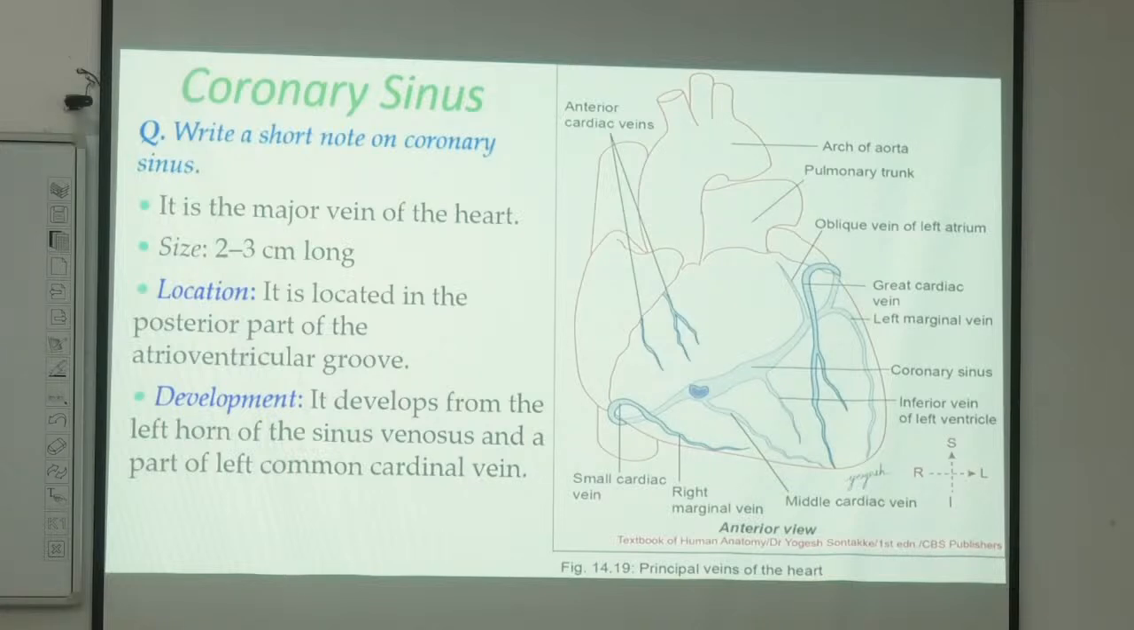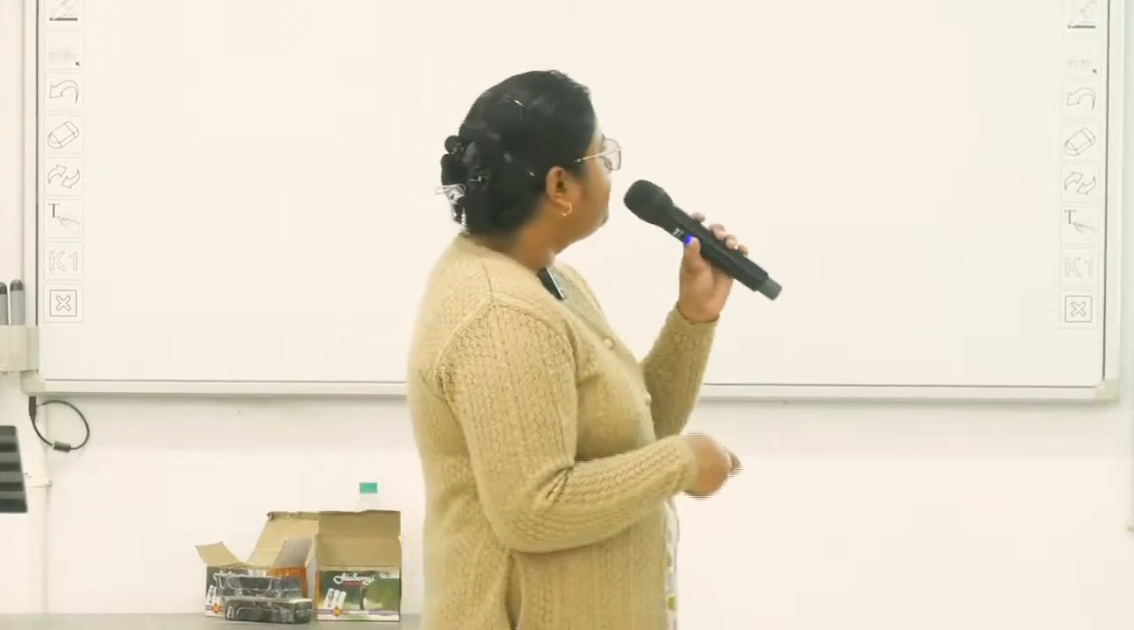Coronary sinus is an important question, it comes as a short note. Okay, so it is a major vein of the heart. See here, this is the coronary sinus. Size is about 2 to 3 centimeters long. Its location: it is located in the posterior part of the atrioventricular groove here. How does it develop? You will understand development during the cardiovascular system development, so you just know the terms. It develops from the left horn of the sinus venosus and a part of the left common cardinal vein. So from these structures the coronary sinus develops.